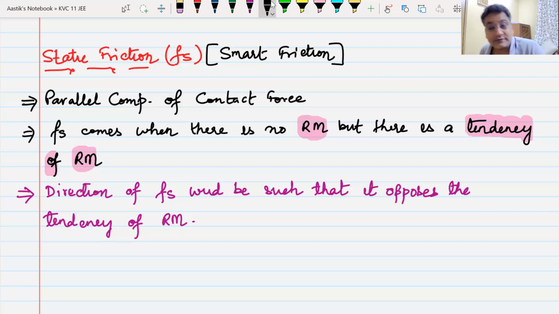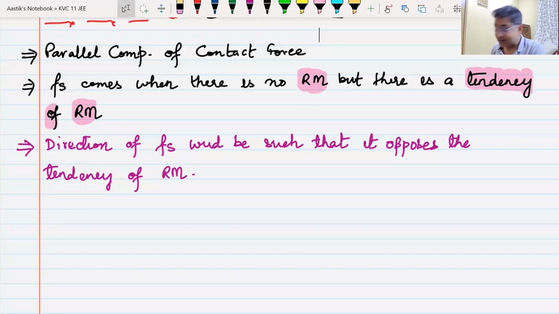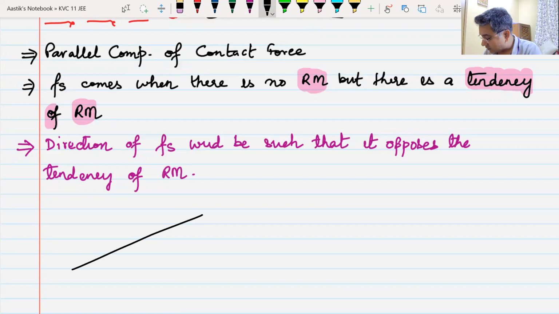But this static friction understands the feeling of the body. Okay, you want to move? I'll stop you. Smart friction. Now, how do you find out the direction of the static friction? You just have to find out in which direction the body wants to move, and you just apply this static friction in the opposite direction.